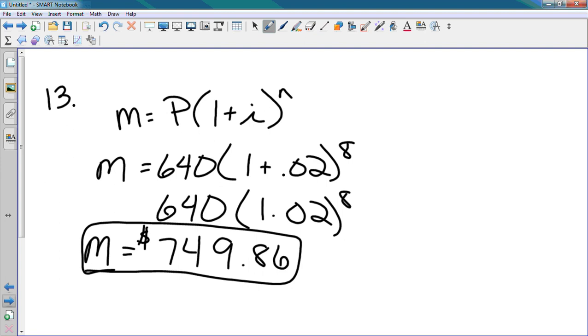That way, a lot of times if you don't leave 1.02 to the 8th power in your calculator and you multiply it by 640, you're going to end up with like 749.88 or something like that, or your cent is going to be off. So instead of rounding 1.02 to the 8, just leave it in your calculator and multiply it by 640, okay? All right, that was number 13.